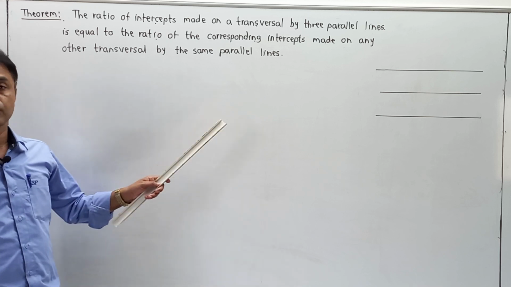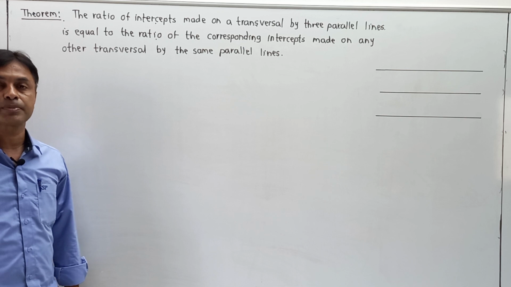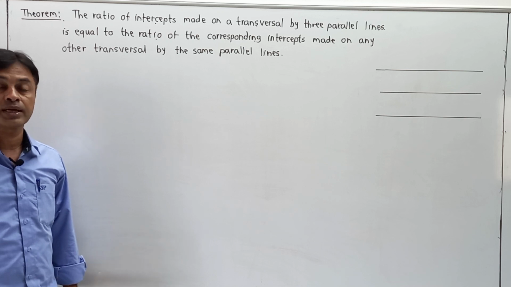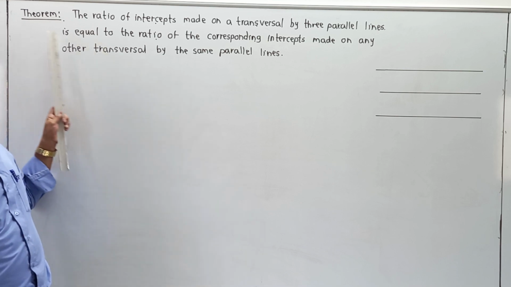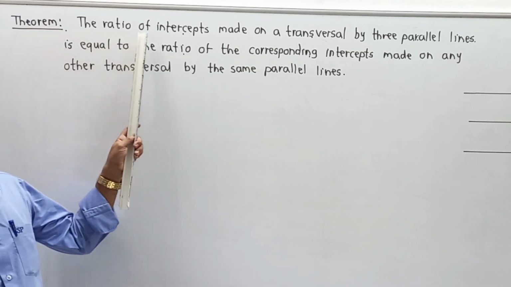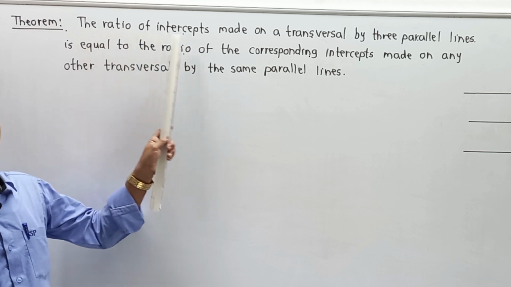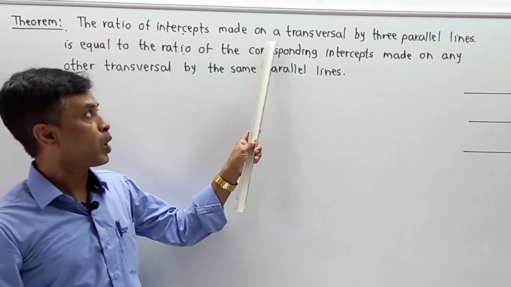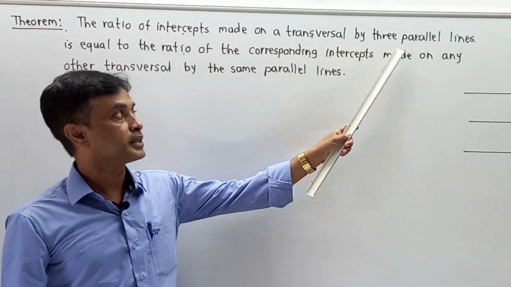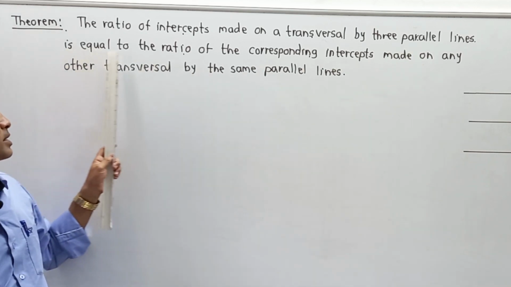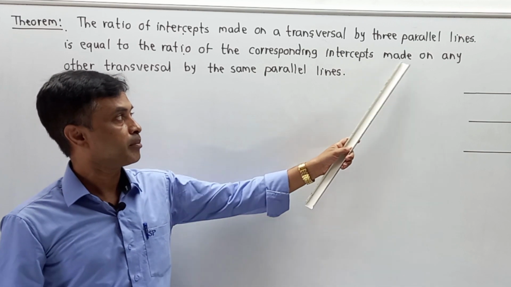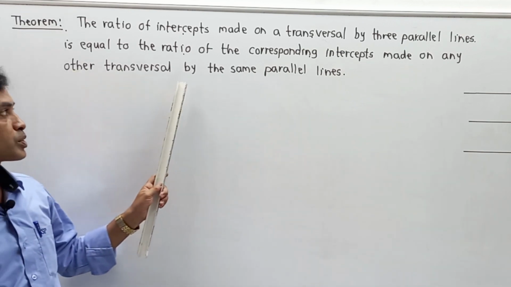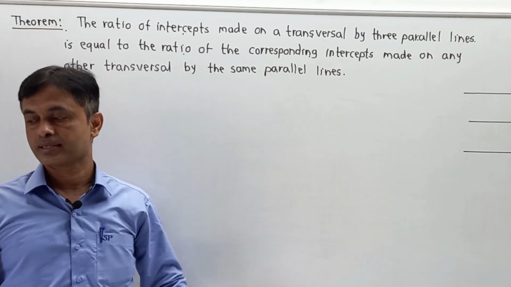And the part is, no doubt there is a direct use of BPT, basic proportionality theorem का यहाँ पे direct use हो जाता है, but ज़रूरी है कि हमें ये समझ में आना चाहिए कि ये proof आता कैसे है. So the statement is: theorem, the ratio of intercepts made on a transversal by three parallel lines is equal to the ratio of the corresponding intercepts made on any other transversal by the same parallel lines.